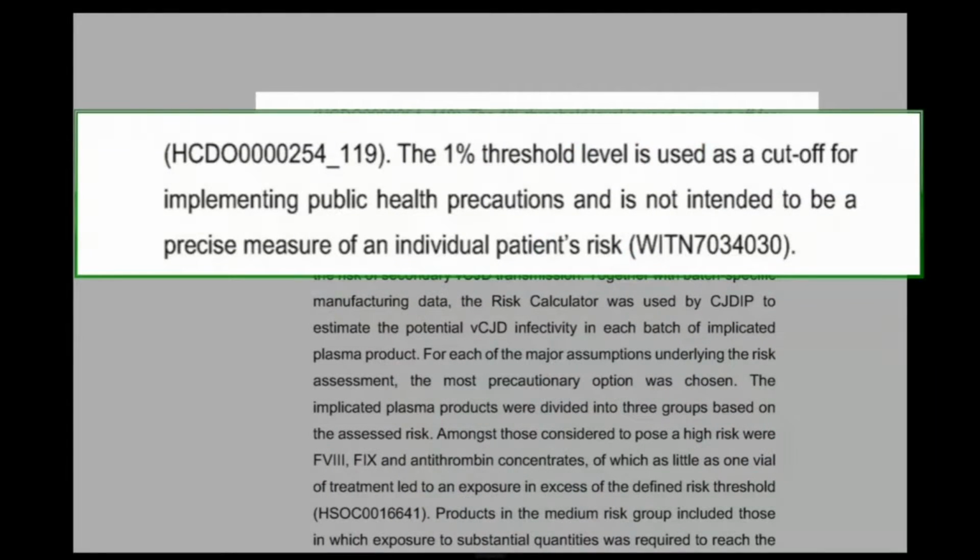And you say there that the 1% threshold level of increased risk was chosen, is this right to understand, primarily because that's what had been chosen for patients exposed to vCJD via surgical instruments?